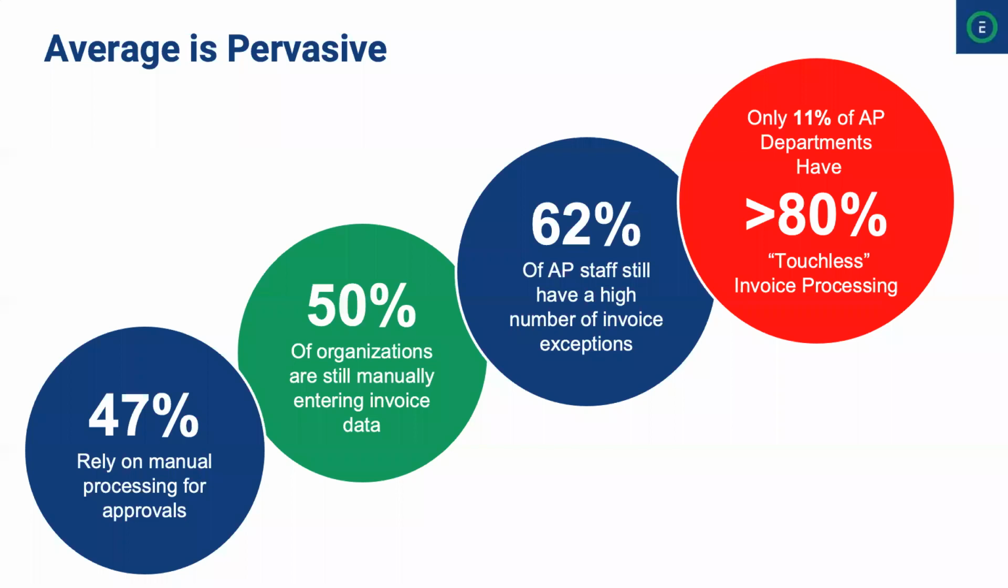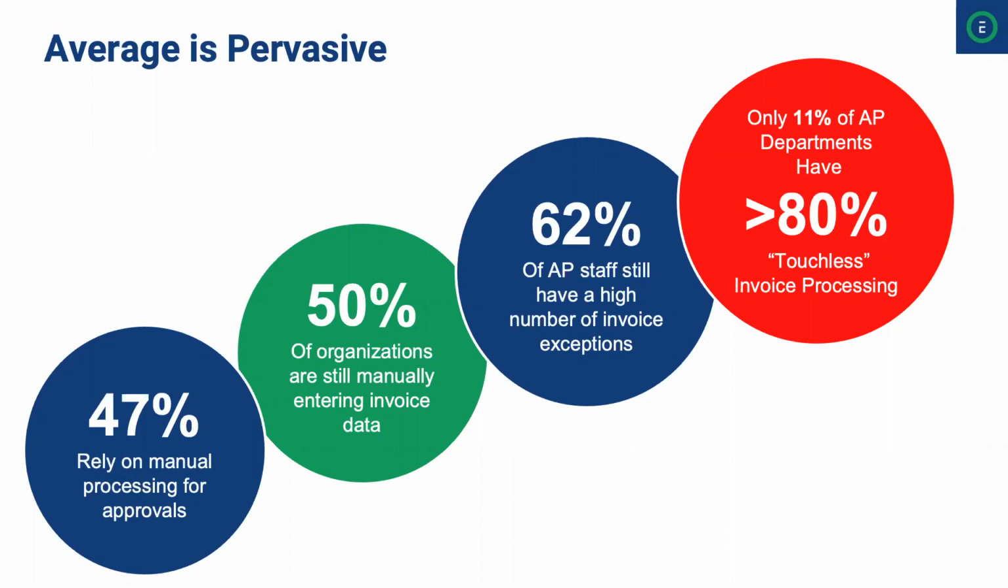Average is pervasive. Some of the mathematicians in the audience are probably laughing. Of course it is, it's average, right? In today's day and age, with the rise of AI and other technologies, sometimes you got to scratch your head and say, why is there such a disparity when you look at AP organizations across the board?